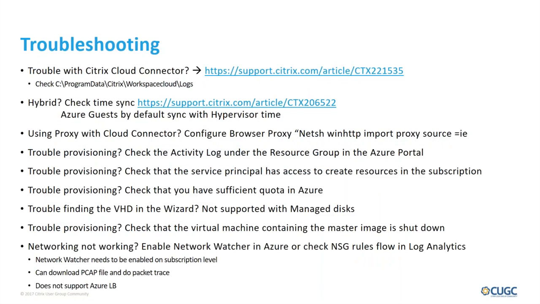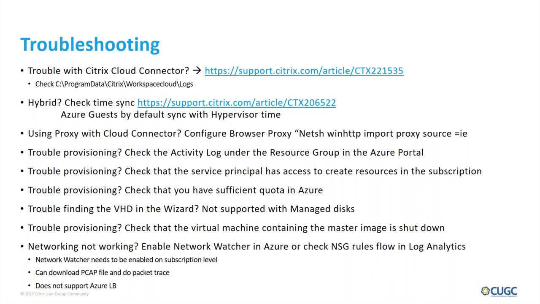So when it comes to troubleshooting, there are two things that I mostly find is the issue. It's basically that the provisioning part stops working. Make sure that the service principal or the user account you use to connect to Azure from Citrix Studio actually has access to a subscription from a subscription level. Make sure that you have sufficient quota so that you can actually allow to provision more than 20 virtual machines.